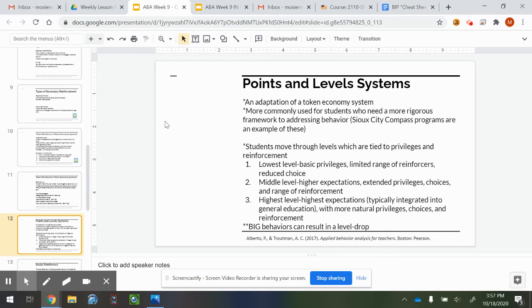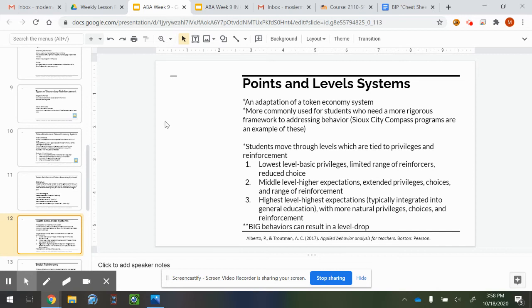An adaptation of a token economy system is a points and levels system. This is most commonly used with students who need a very rigorous framework for addressing behavior. We usually see this in our self-contained behavior programs, or when we're addressing students who have some really high need behavior issues. I know I've talked several times about the Sioux City Compass Academy program. If you're familiar with that at all, that is an example of a points and levels system. If you're familiar with the Boys Town model, also a points and levels system. I know Boys and Girls Home uses one. Pretty much any behavior specific setting is going to use some type of points and level system.